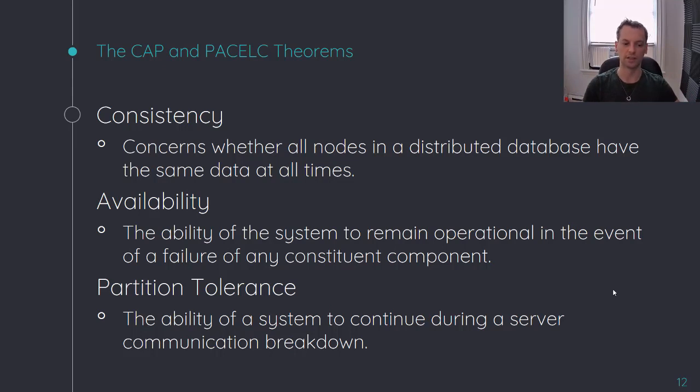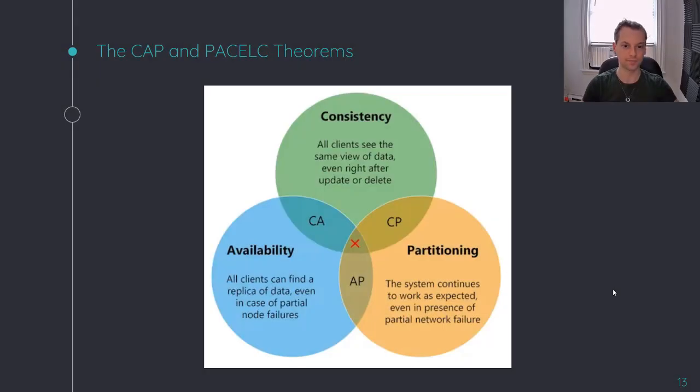And partition tolerance is the ability of the system to continue when a server communication breakdown occurs. So the network connecting these various nodes has a problem. How does your system behave then?